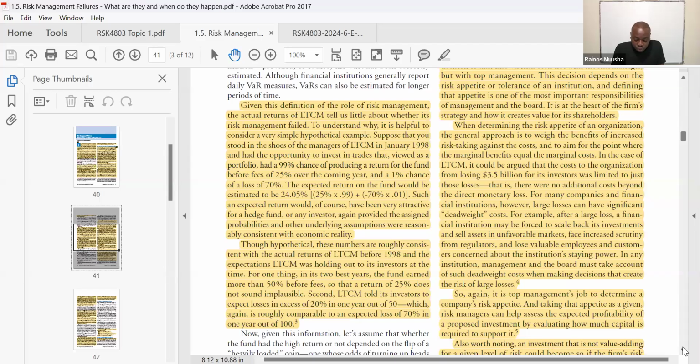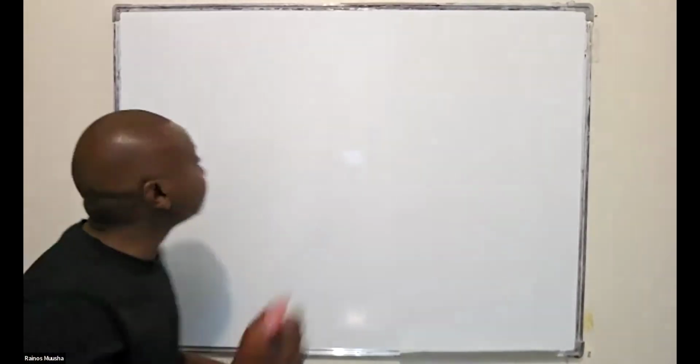Suppose that you stood in the shoes of the managers of LTCM in January 1998 and had the opportunity to invest in trades that, viewed as a portfolio, had a 99% chance of producing a return for the fund before fees of 25% over the coming year and a 1% chance of a loss of 70%. So the expected return on the fund would be estimated as 24.05%.